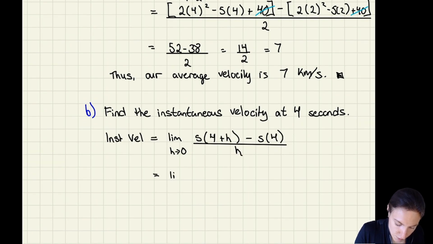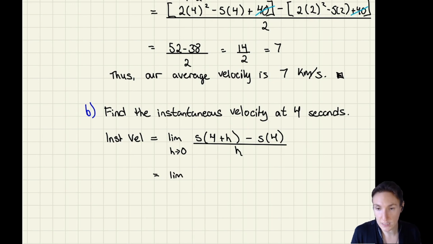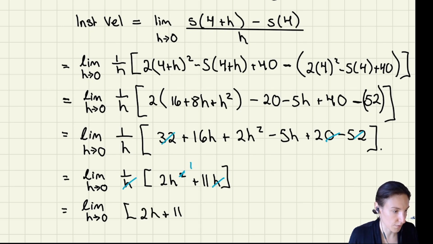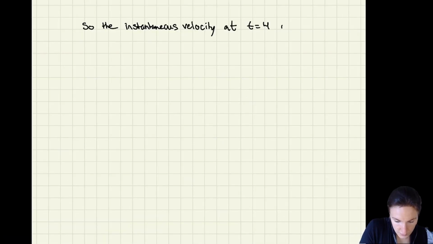Now let's plug this in. Remember, when you're doing these problems, you have to keep writing the limit. So I am left with the limit as h goes to 0 of 2h plus 11. And then as my limit goes to 0, this is just going to give me 11. So at t equal to 4, the instantaneous velocity is 11 kilometers per second.